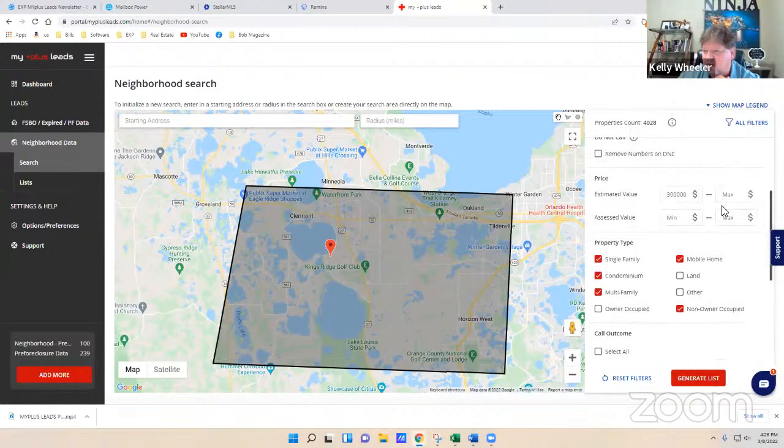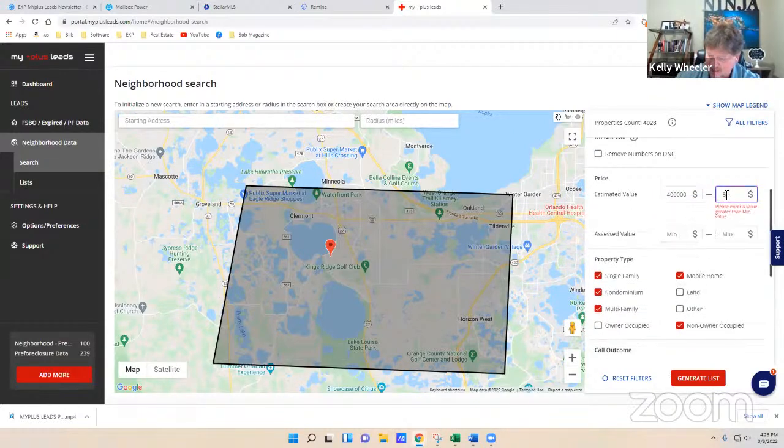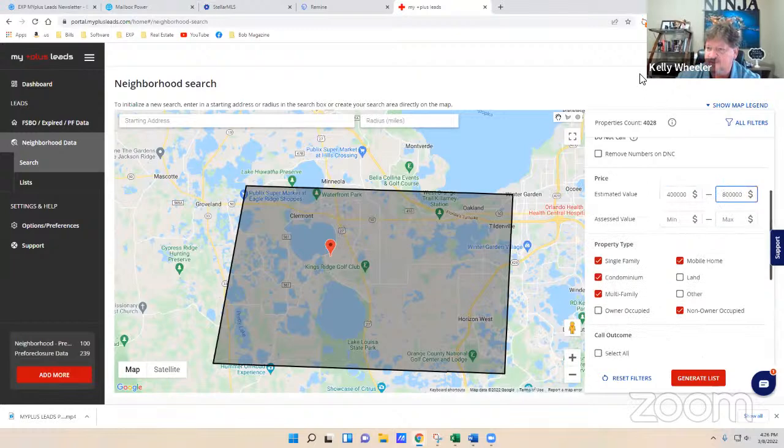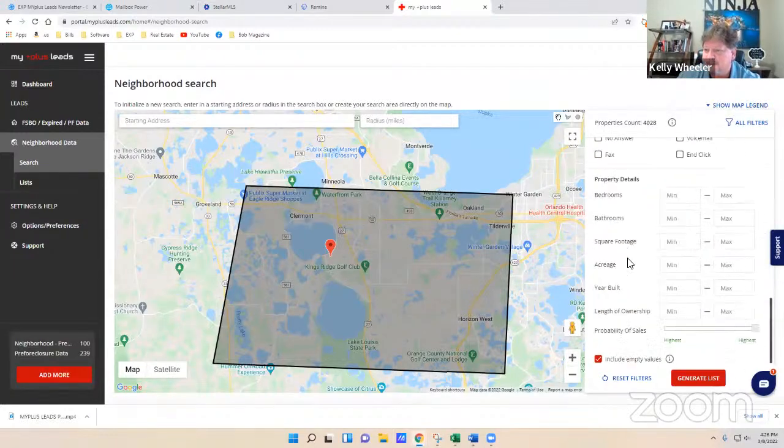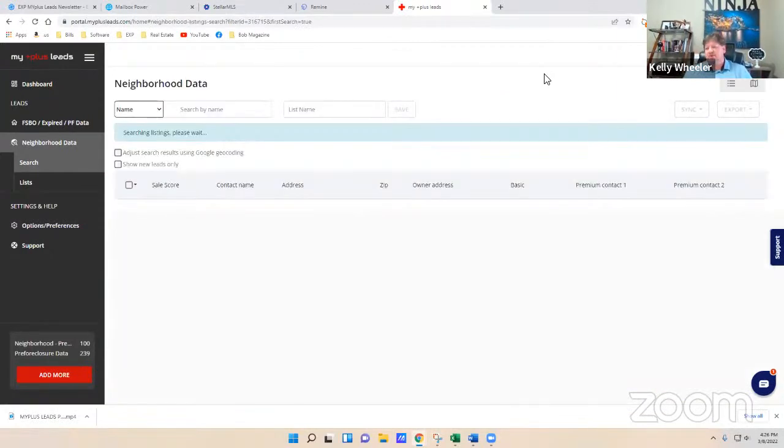So let me go back over here and change this. I'm going to say 400K to 800K. There we go. It's going to change that number. There we go. Now I'm going to generate the list. Now, why is this important?